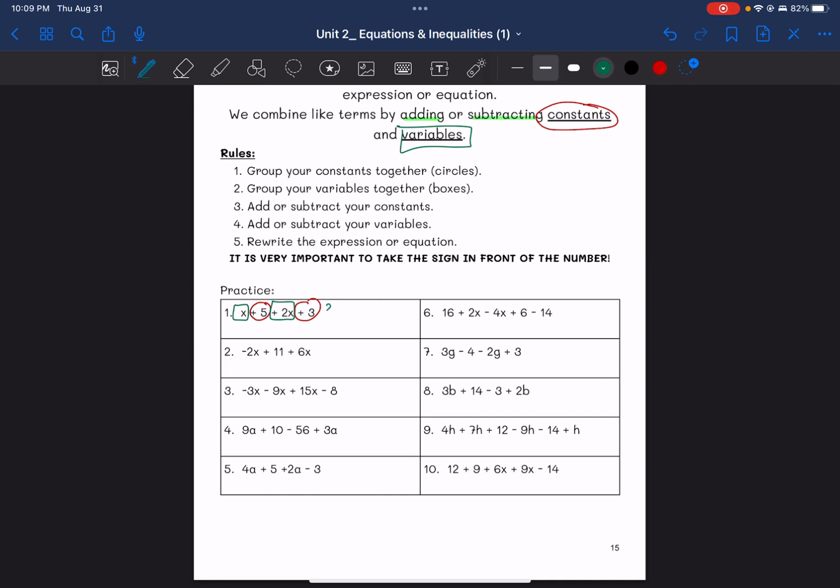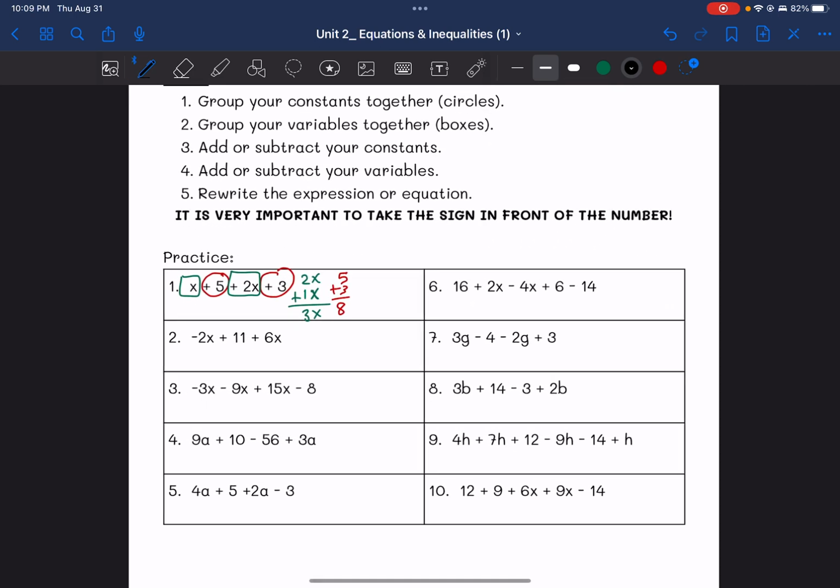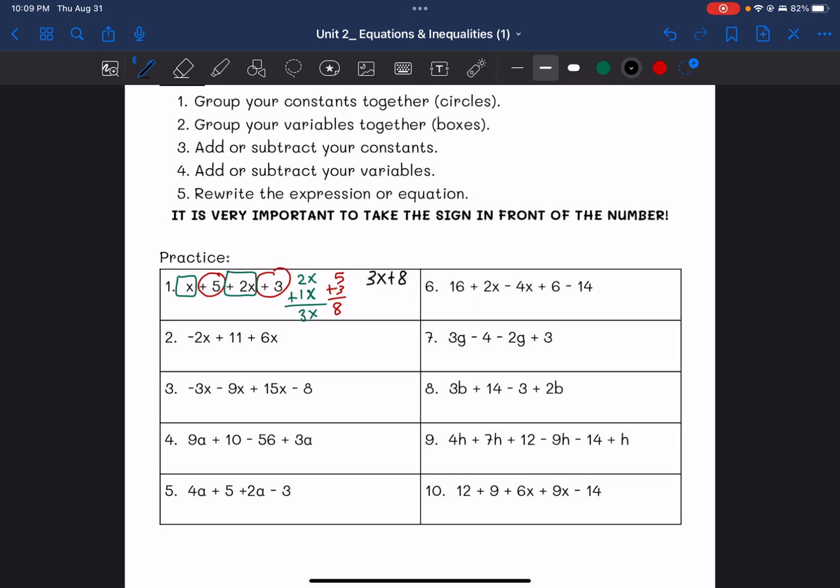So I have 2x plus x. Something that you need to know is that this is just a singular x. It's a 1 in front of it. We don't write the 1, but it's there. 2 plus 1 is 3x. And then we're going to add our constant. So I have 5 plus 3, which is 8. That means my answer is going to be 3x plus 8. I can also write this as 8 plus 3x. It's the same thing. It's just moved around.